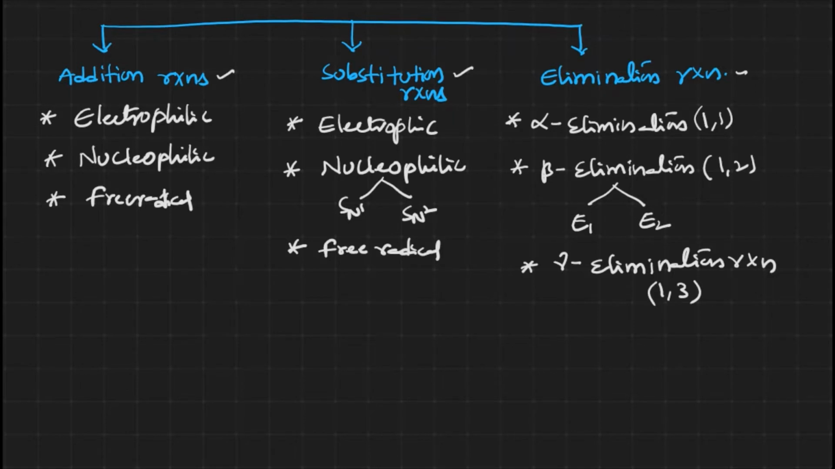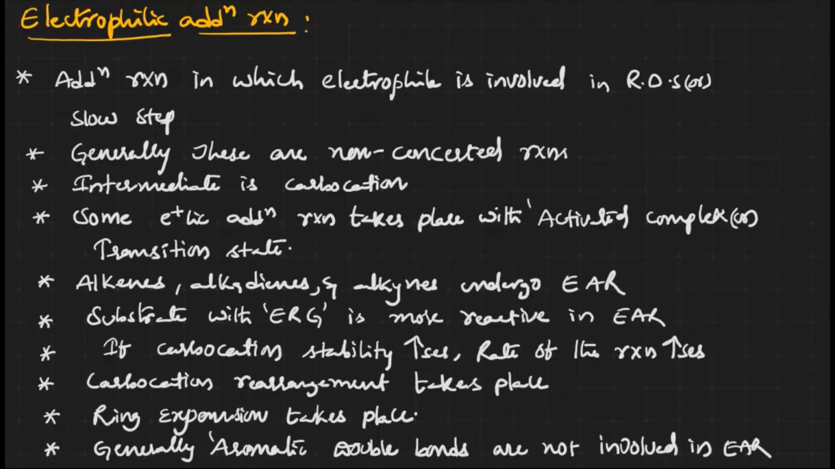We have three major organic reactions: addition reaction, substitution reaction and elimination reaction. These are the classification of organic reactions. And firstly, we have electrophilic addition reactions, right? Let us discuss one by one. And now let us see how the electrophilic addition reaction takes place.